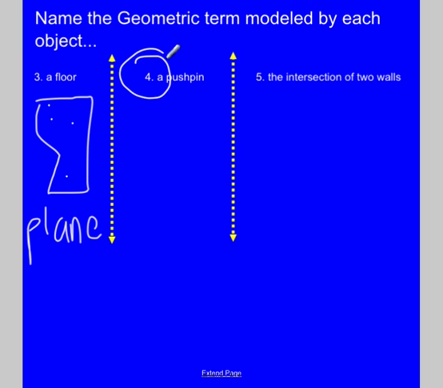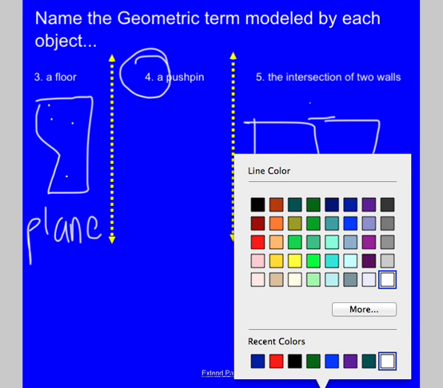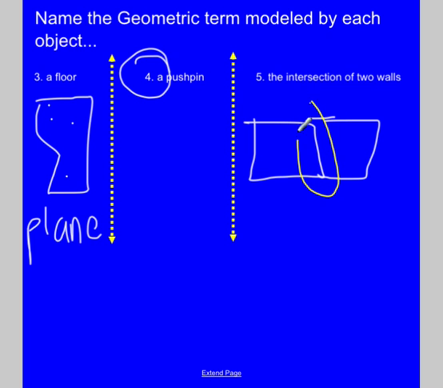I want you guys to see if you can figure out what a push pin would represent. Here's my hint to you. A push pin is like a dot. So what would a dot represent? Last but not least, the intersection of two walls. So I have a wall here, and then I have a wall here. And we want to look at where they intersect. And they intersect right here. Well, they intersect at a line. So this one is a line. So make sure you take a look at number 4.